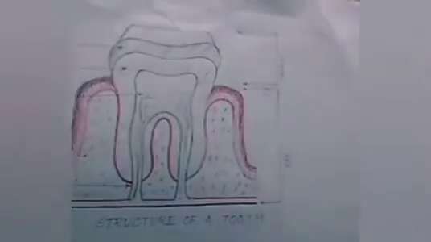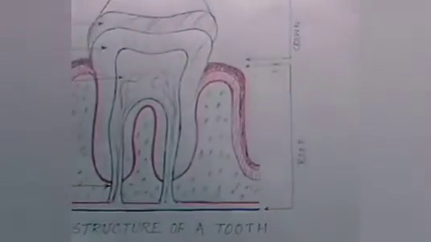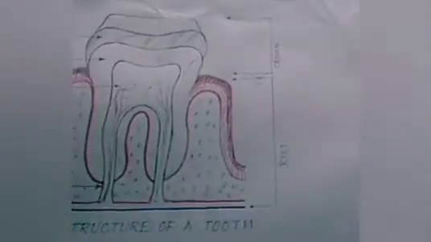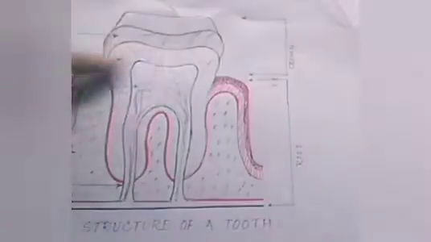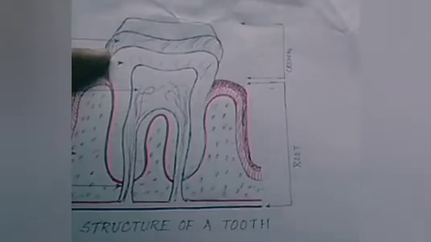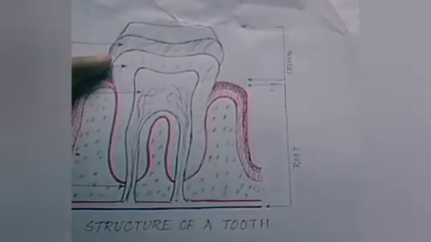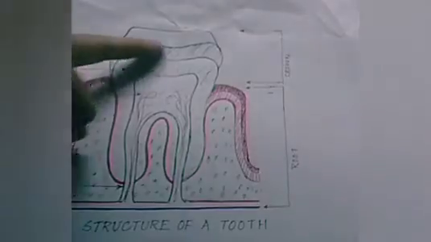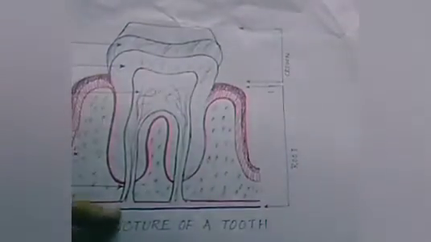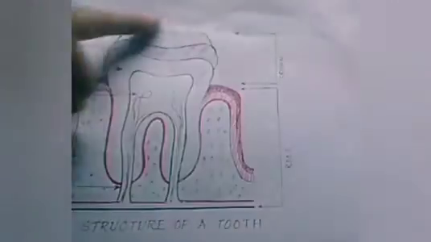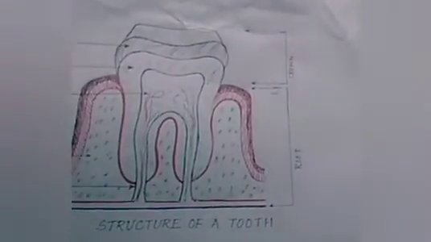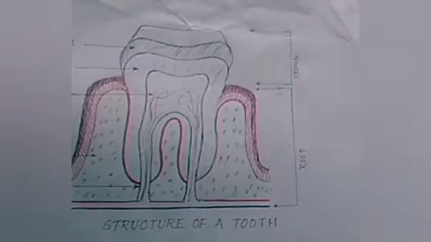Let's have a closer look at the structure of a tooth. We can see four layers clearly given here. The upper part of the tooth is called the crown. This crown is made up of dentine, the soft bone, which is covered by white-colored enamel, and this enamel is the hardest substance.